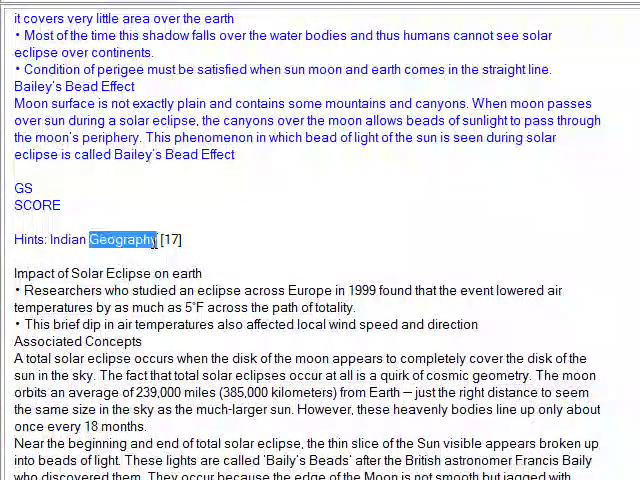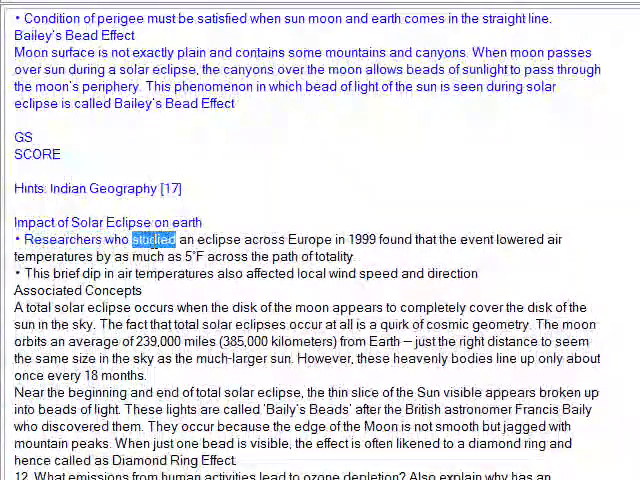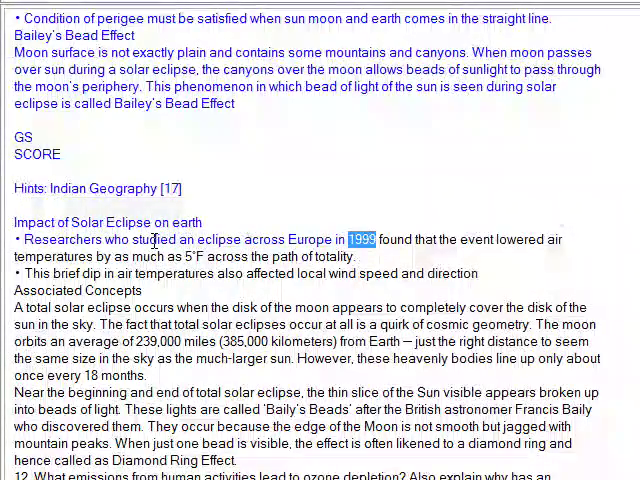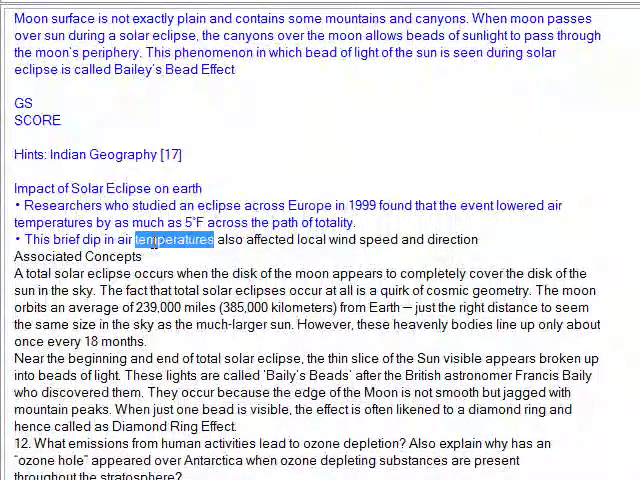GS Score hint: Indian Geography. Impact of solar eclipse on Earth. Researchers who studied an eclipse across Europe in 1999 found that the event lowered air temperatures by as much as 5 degrees F across the path of totality. This brief dip in air temperatures also affected local wind speed and direction.